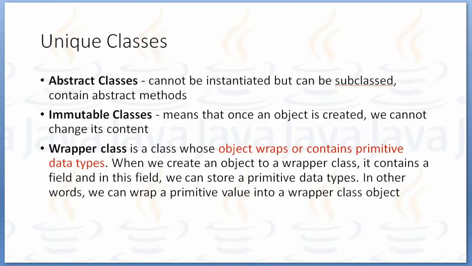Wrapper class is a class whose object wraps or contains primitive data types. When we create an object of a wrapper class, it contains a field, and in this field we can store a primitive data type. In other words, we can wrap a primitive value into a wrapper class object. Wrapper class, that's definitely a question I get asked all the time. What is a wrapper class?